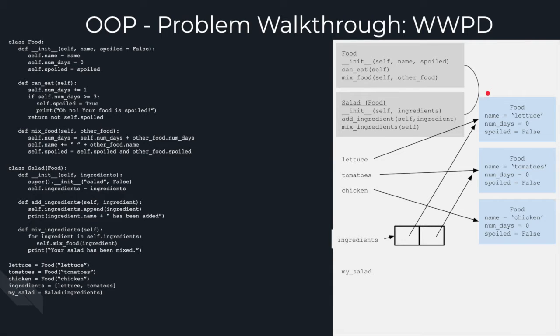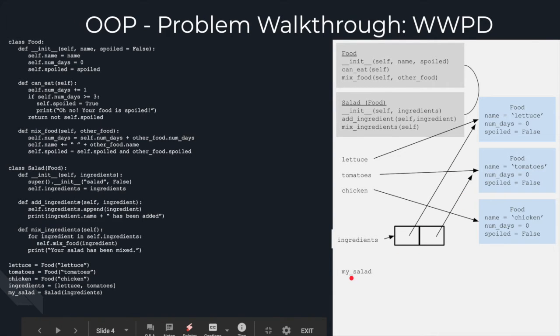So lettuce has name lettuce, because in the constructor, we passed in lettuce, and we said self.name is equal to name. Num days is 0, and spoiled is just false by default. Tomatoes is the exact same thing with tomatoes, and chicken is the exact same thing with chicken. Then we have this list of ingredients that points to both of these. So it points to the lettuce, and then it points to the tomatoes.